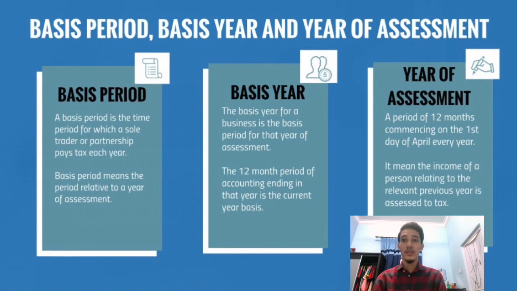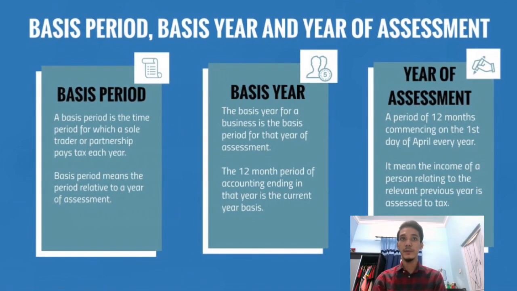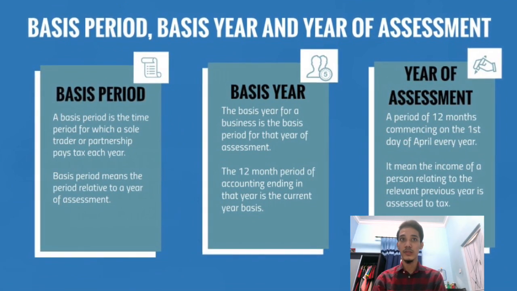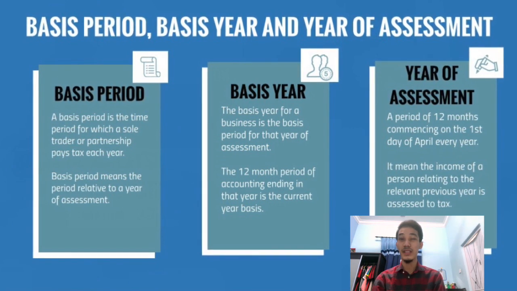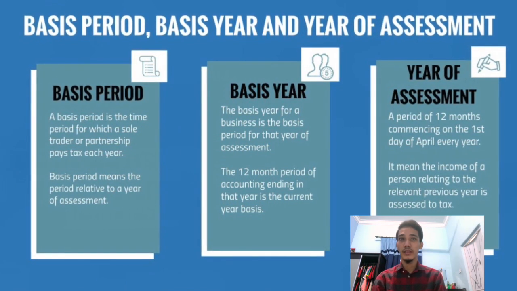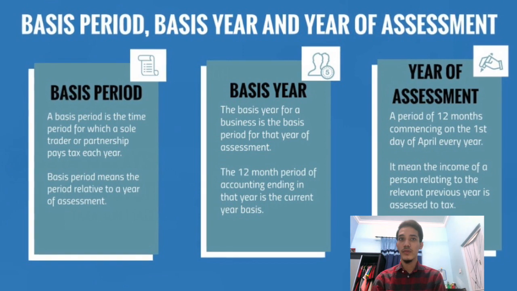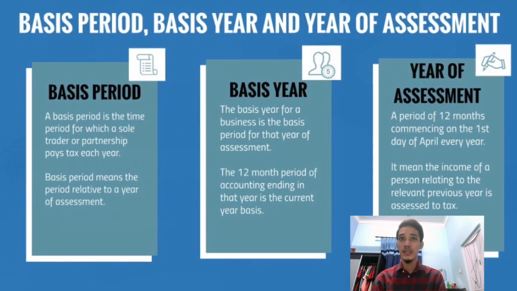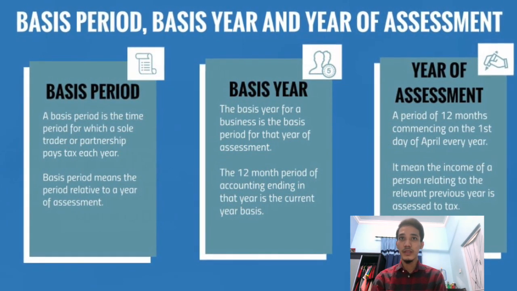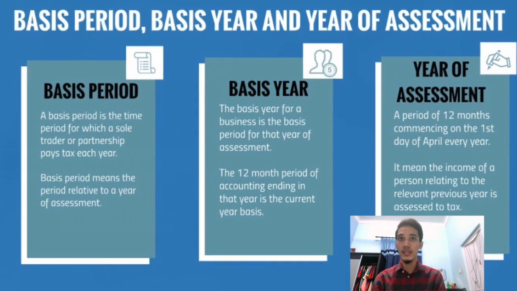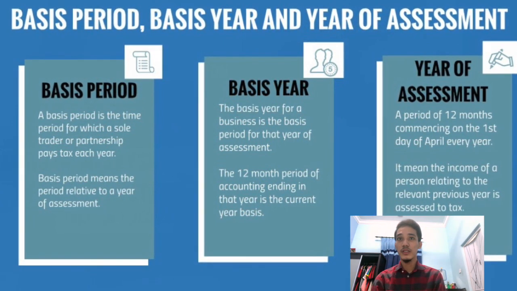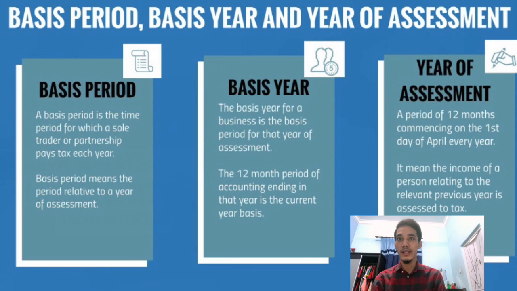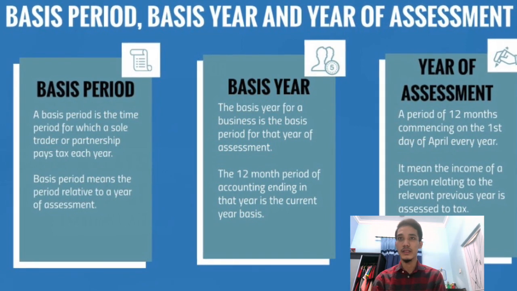I would like to talk about basis period. A basis period is the time period of which a sole trader or partnership pays tax each year. Basis period means the period relative to a year of assessment. Next is basis year. The basis year for a business is the basis period for that year of assessment. The 12 months period of accounting ending in that year is the current year basis.